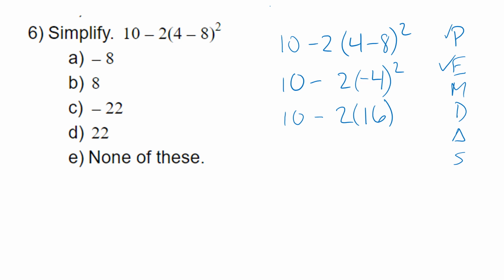10 minus. Now I multiply. 2 times 16, that is 32. And there is no division, there is no addition, but there is subtraction. 10 minus 32, that's equal to negative 22. And that is C.